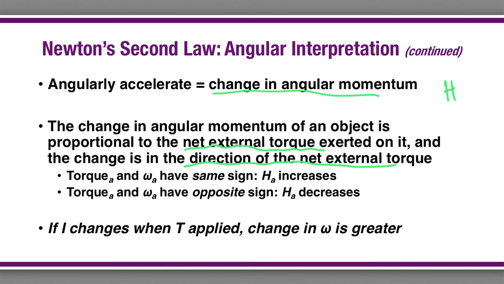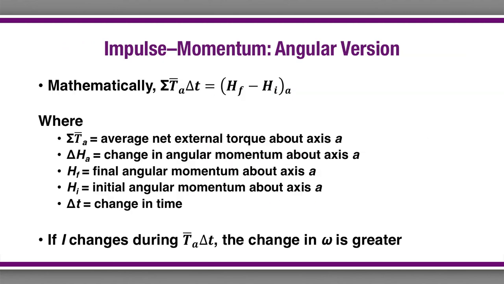So if torque about axis A and angular velocity about axis A have the same sign, all right? So in this case, angular momentum increases. If torque about axis A and angular velocity about axis A have the opposite sign, then that means that angular momentum about axis A decreases. So if I changes when torque is applied, the change in angular velocity is going to be greater.